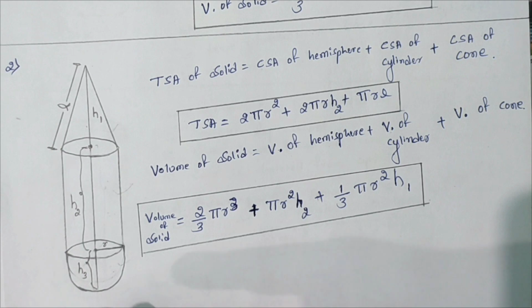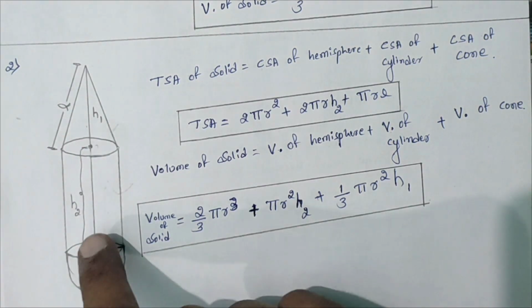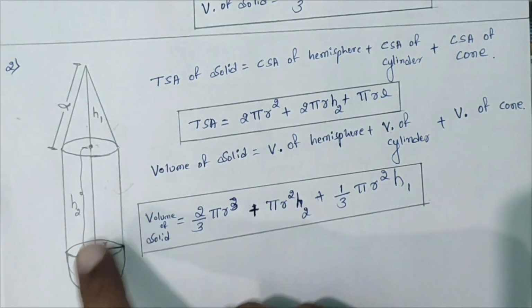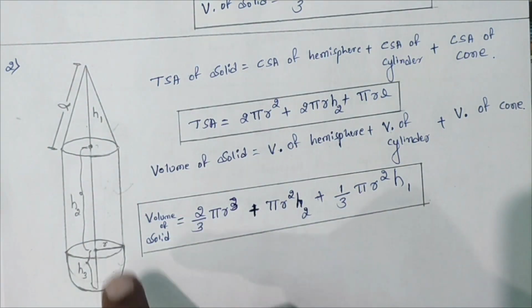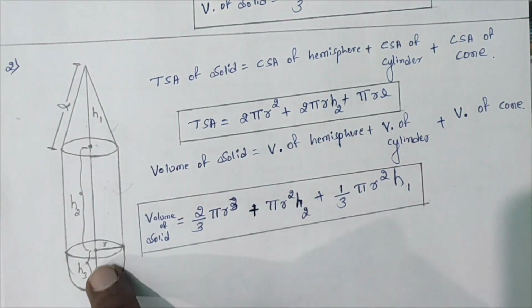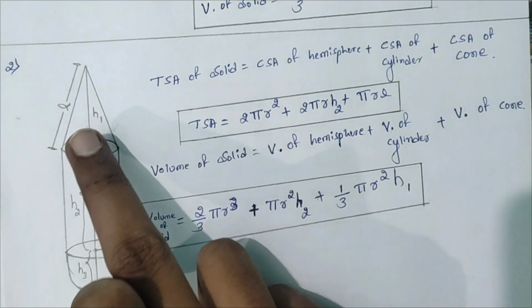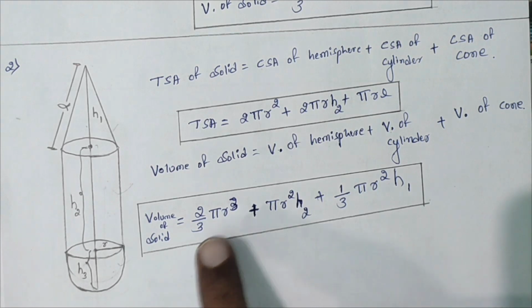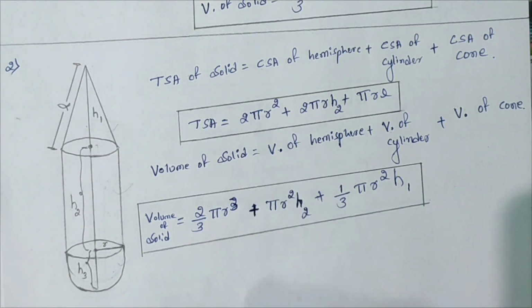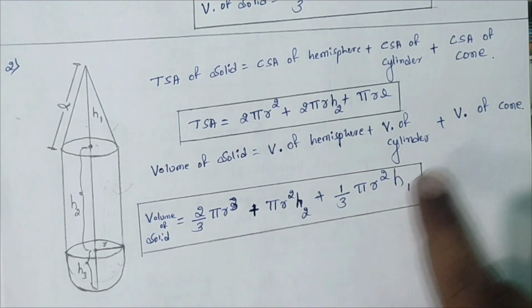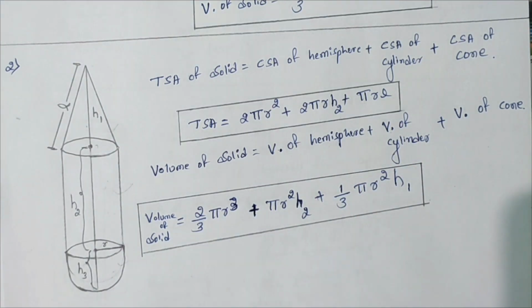You can notice that all the 3 different shapes have 3 different heights. For that reason, we named them h1, h2 and h3. If I want to find the total volume of this solid, then we need to find the volume of the hemisphere plus the volume of the cylinder and the volume of the cone. When we add all this, we get the total volume of the solid. That is, volume of hemisphere equals 2 by 3 pi r cube, plus volume of cylinder pi r square h, and volume of cone, that is 1 by 3 pi r square h.